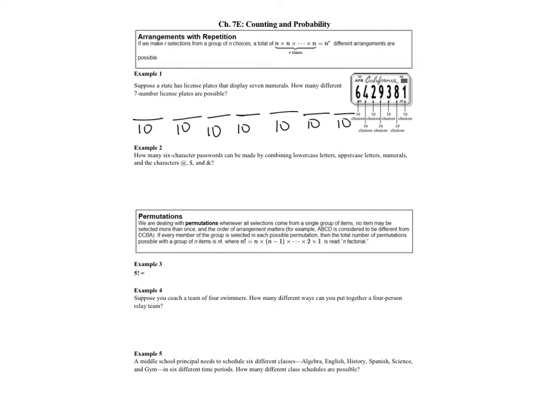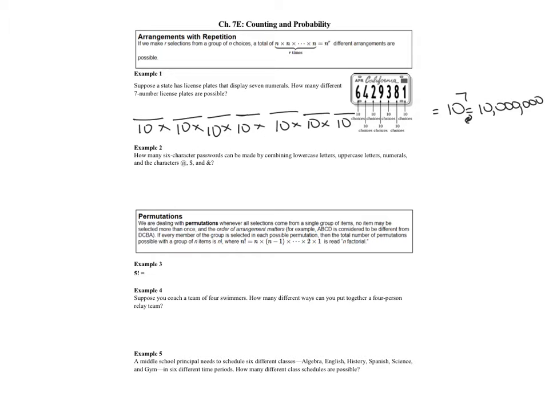So all we have to do is just multiply these. We can multiply them in sequence like this. And so this is equal to 10 to the 7th, or there are 10 million ways to actually get a license plate number using that.